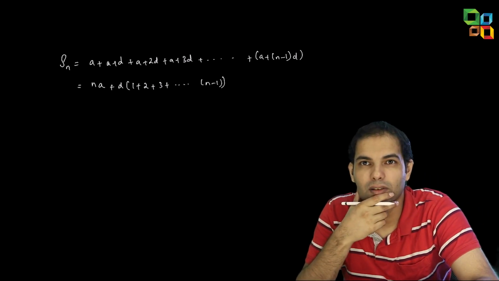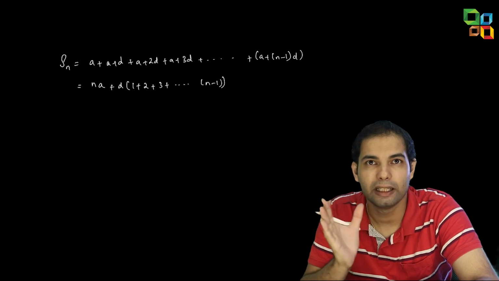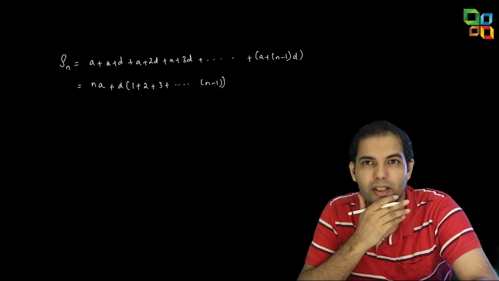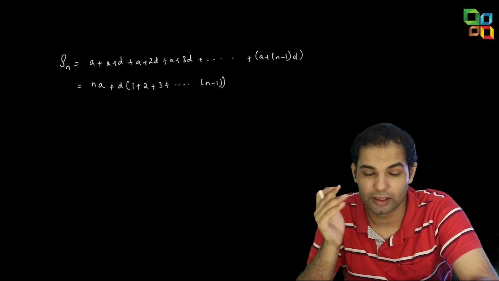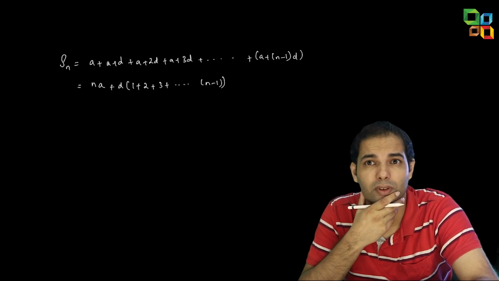Isn't it? That's it, right? That's all. I combined the a's. There were n a's, so I wrote n times a. Right? So the d's, I combined the numbers. So what is this sum? 1, 2, 3 up to n minus 1. Do we know this?